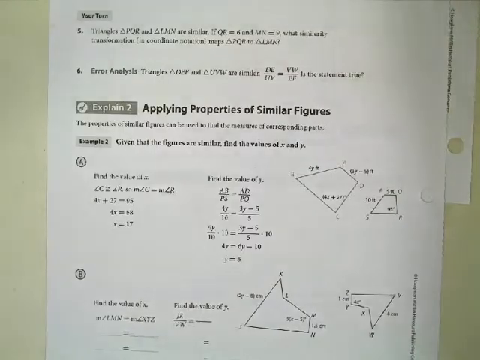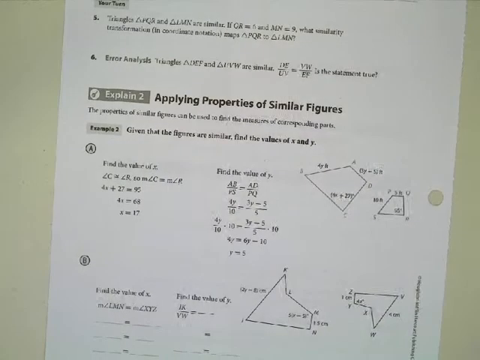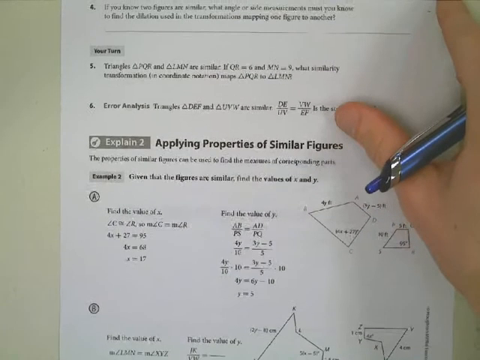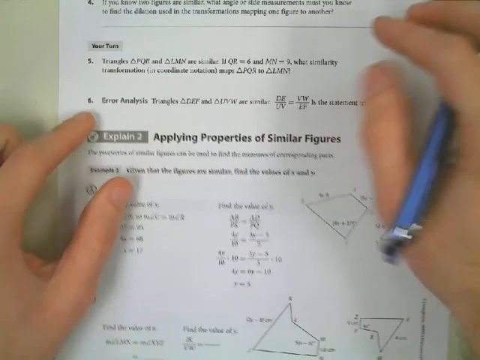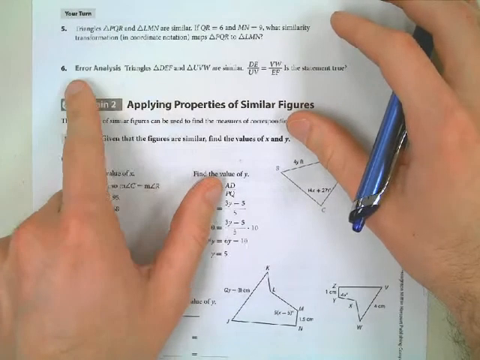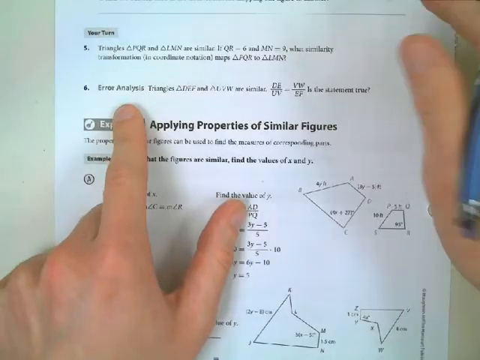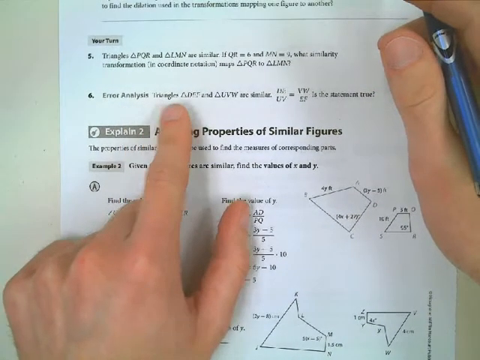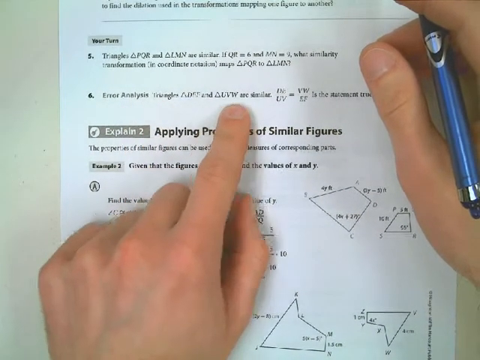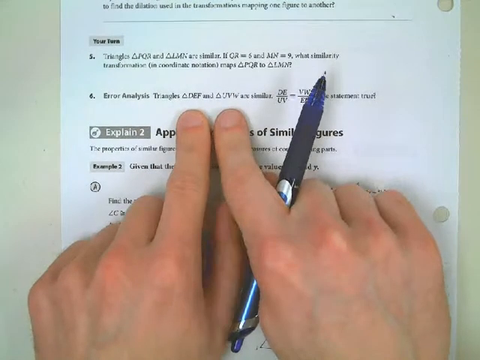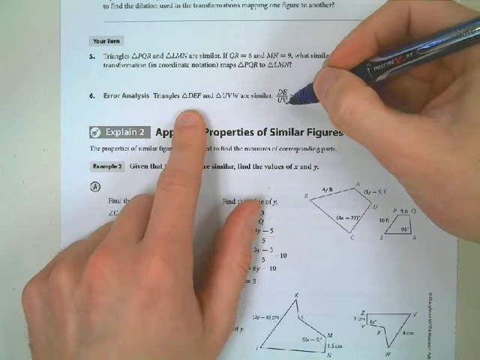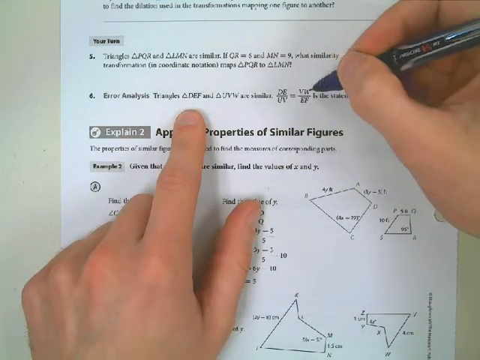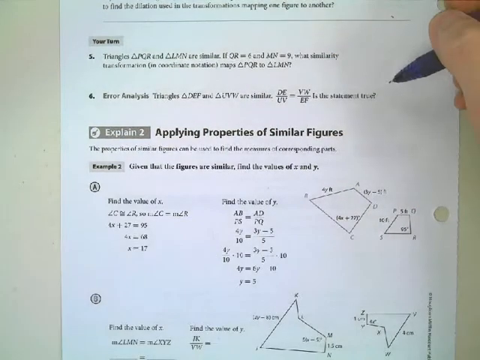So we'll skip number 4, and we'll skip number 5. But let's do number 6 here real quick, because this is pretty good. So it's an error analysis. So there's an error here. Number 6 says triangle DEF and triangle UVW are similar. So these two are similar. They're asking, is DE over UV equal to VW over EF? So is there an error in this statement? Is DE over UV equal to VW over EF?